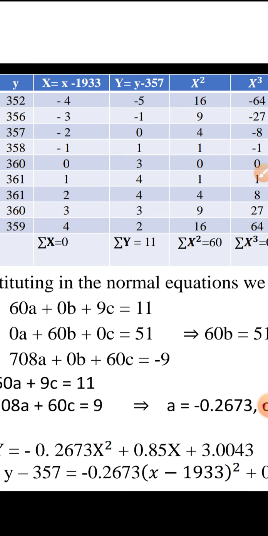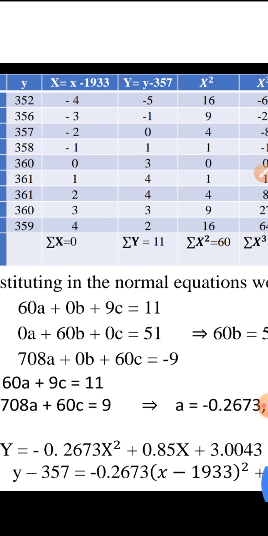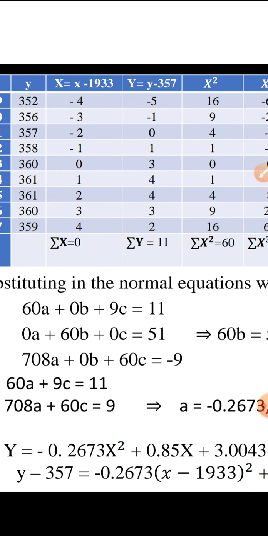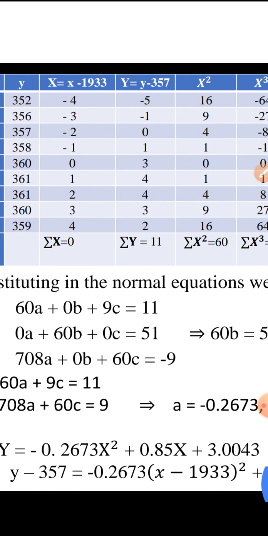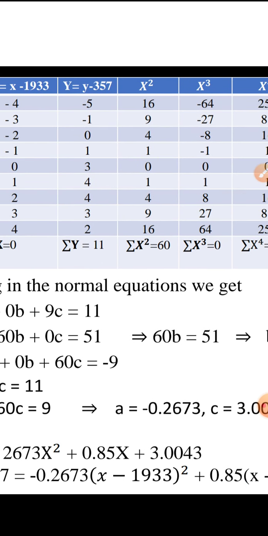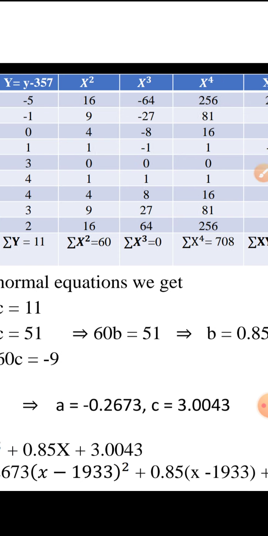In the second equation, 0a and 0c you can ignore. So it gives 60b equal to 51 or b equal to 51 by 60, 0.85. The first and third equations both contain 0b, so ignore that 0b. So the first equation will be 60a plus 9c equal to 11. Third equation will be 708a plus 60c equal to 9. Use the calculator to solve these two equations. You will get the first unknown a as equal to minus 0.2673. Next unknown c as equal to 3.0043.